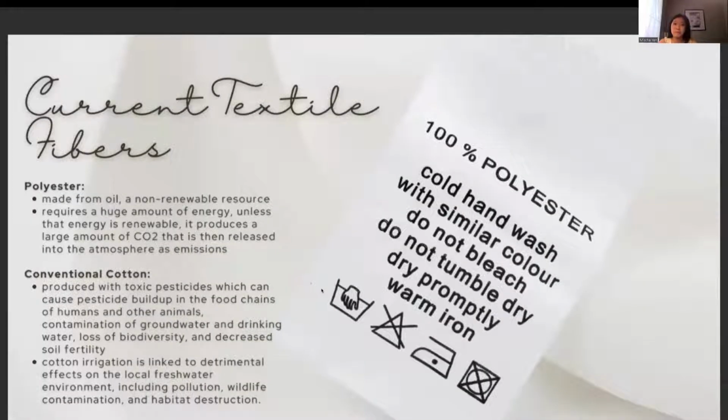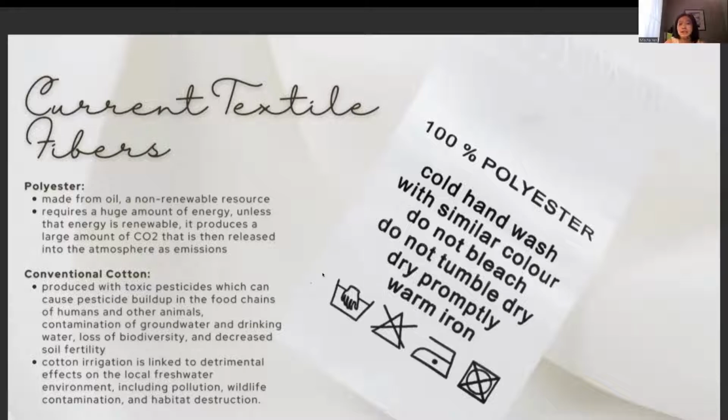Two of the most popular textile fibers used in clothing today, I'm sure many of you know, are polyester and cotton. Polyester is harmful because it's made from oil, which is a non-renewable resource. Since it requires huge amounts of energy, it produces large amounts of CO2 that is then released into the atmosphere as emissions. With cotton, what's more problematic is that it's produced with toxic pesticides, which can cause pesticides to build up in the food chains of humans and animals.